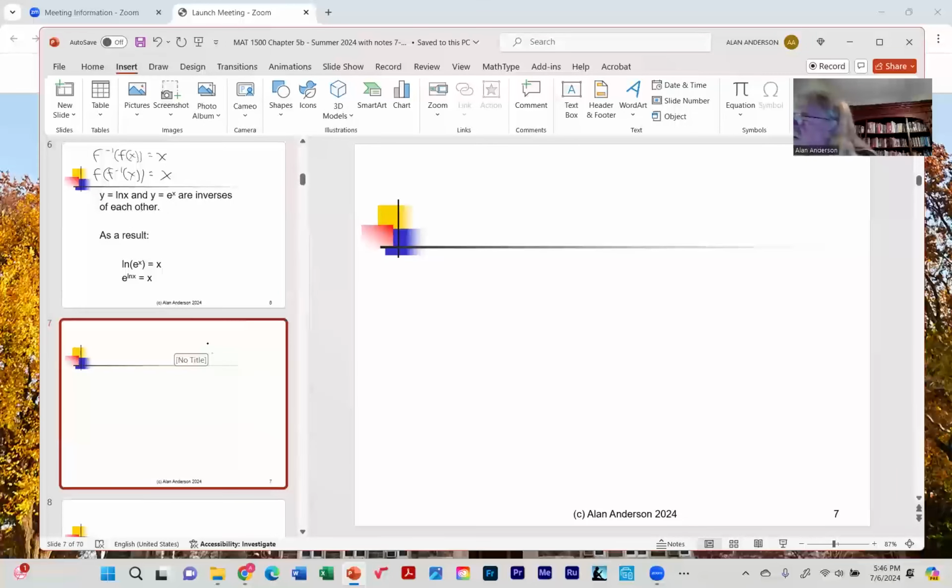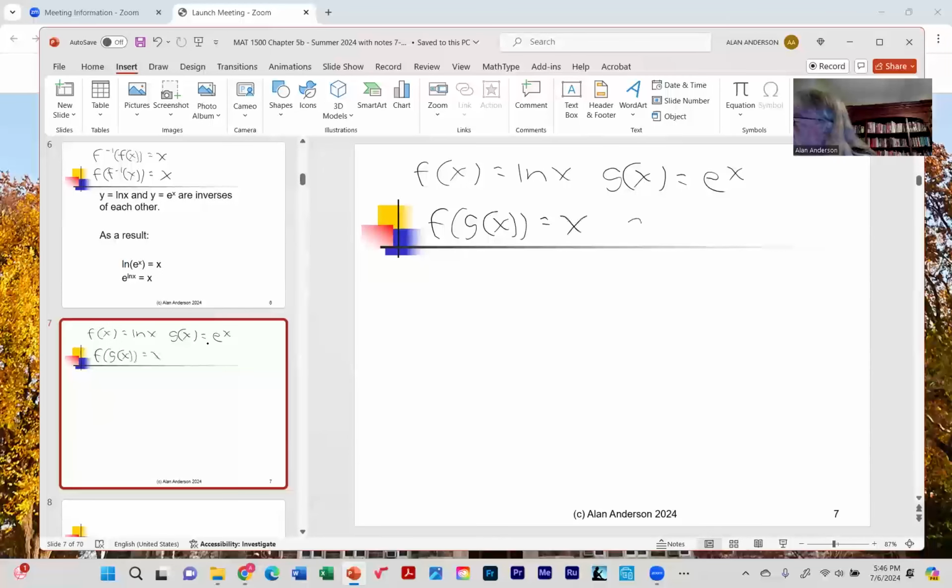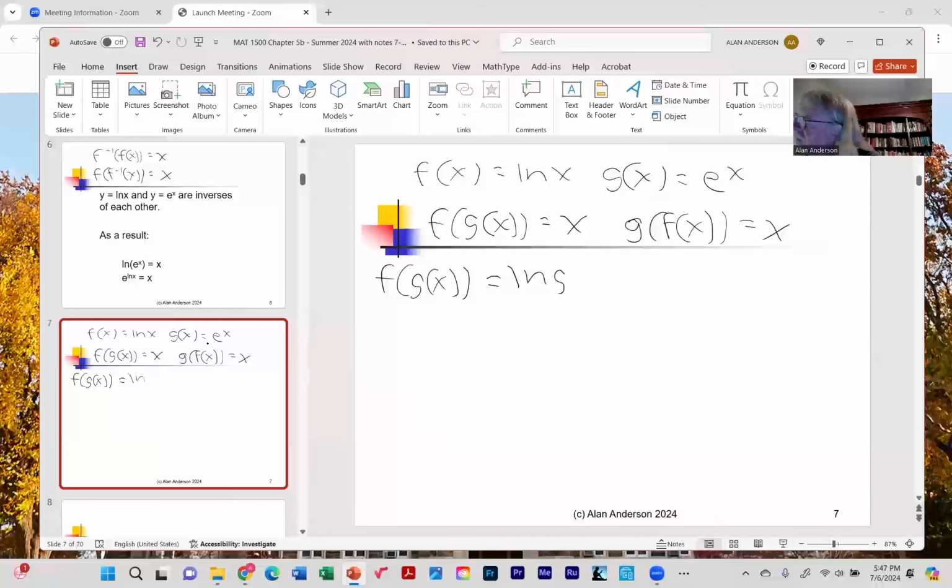So in other words, let's say that f of x is log x, and g of x is e to the x. Okay, so because we claim that they're inverses of each other, we can prove it by showing that these two conditions must hold. So let's start with the first one, f of g of x. You're taking the function f and replacing all the x's with g of x. You make the substitution.